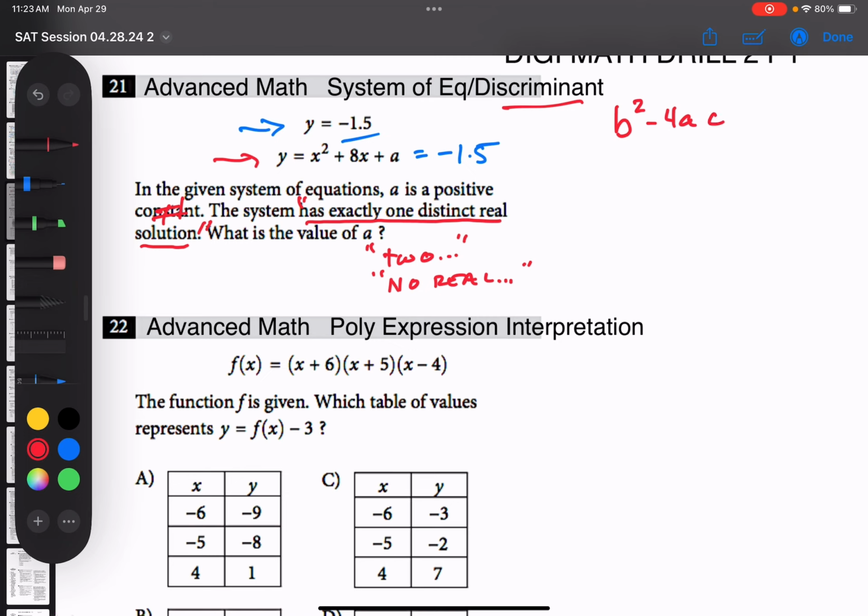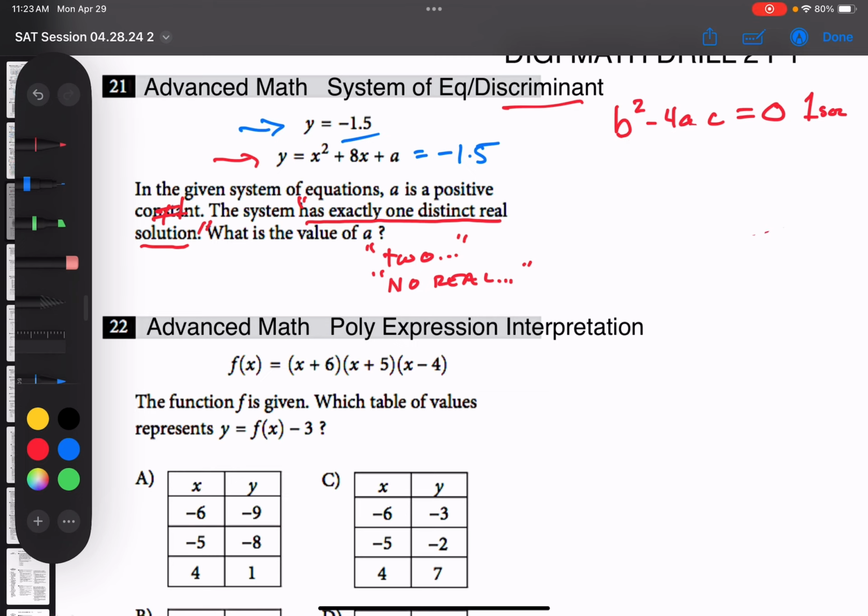Now they're asking for one real solution. So if we took b squared minus 4ac and we set it to equal 0, that would give us one real solution. If we set it to be greater than 0, that would give us two real solutions. If I set it to be less than 0, that would give us no real solution. So which one are we going to use among the three? We'll use the very first one that I had written. So we'll get rid of these two.